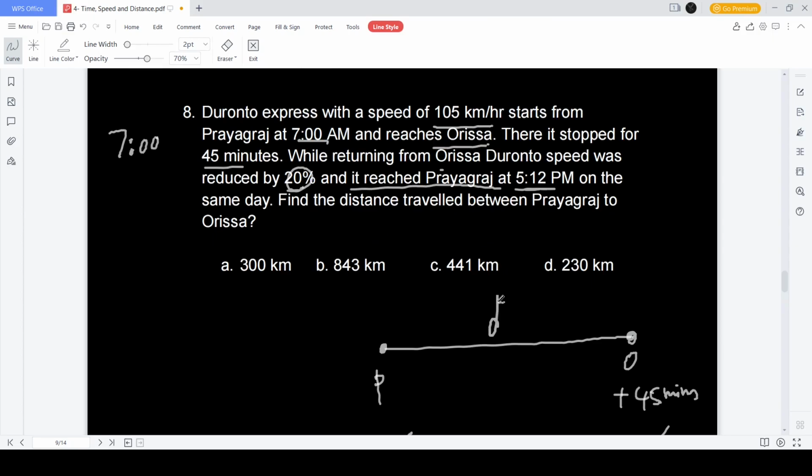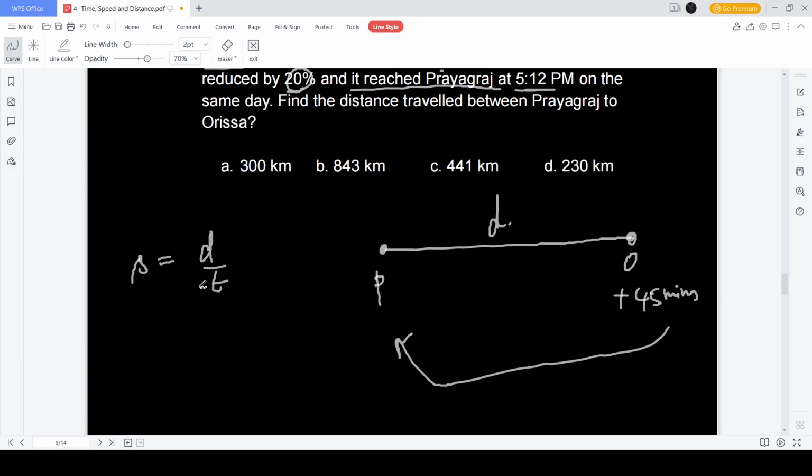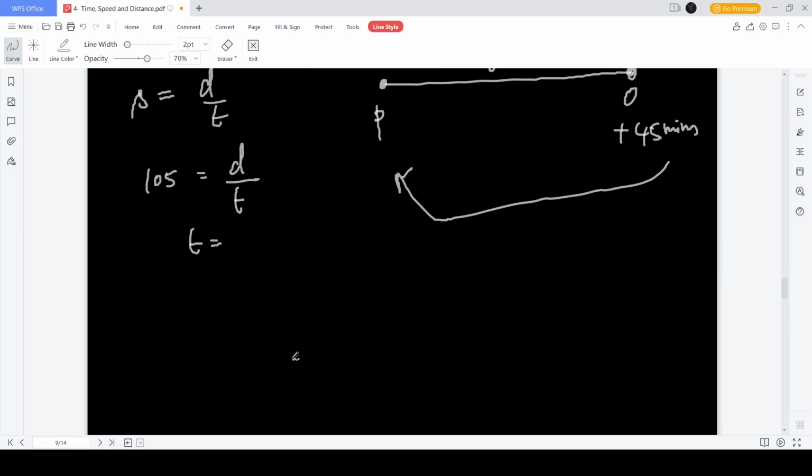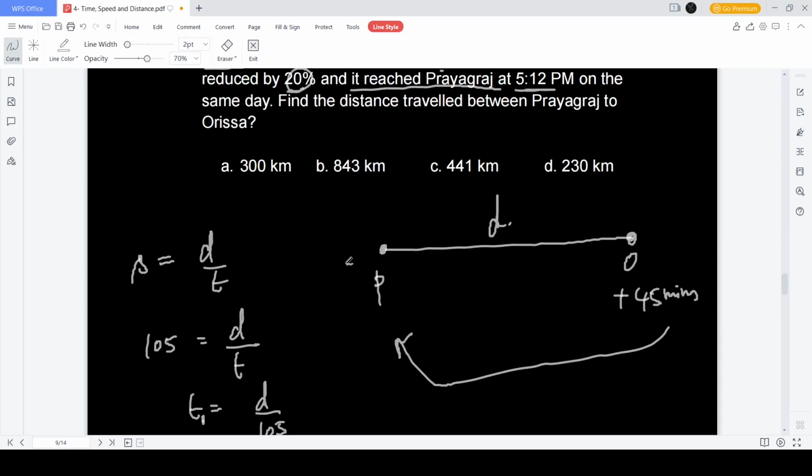Okay, so let's say the distance is d. The speed is given as 105 kilometer per hour and it starts at 7. Let's just calculate time for now. So speed is equal to distance by time. Distance is not given to you, but we'll call it d. 105 kilometer per hour is equal to d by t. So time is equal to d by 105. Okay, so this is the time it takes for it to reach Orissa.